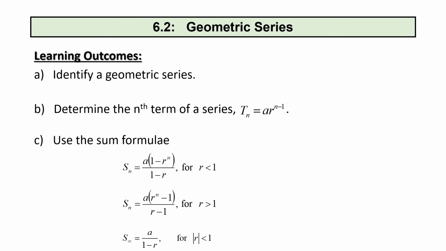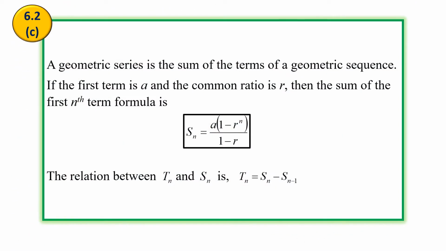In this video, we will go to the third learning outcome, which is use the sum formula. A geometric series is the sum of the terms of a geometric sequence. If the first term is A and the common ratio is R, then the sum of the first n term formula is Sn equal to A times 1 minus R to the power of n over 1 minus R. So the relation between Tn and Sn is Tn is equal to Sn minus Sn minus 1. It is the same as arithmetic series that we have learned before.